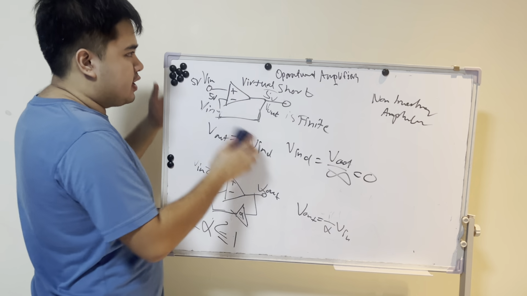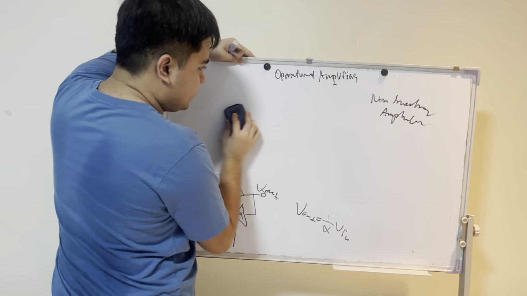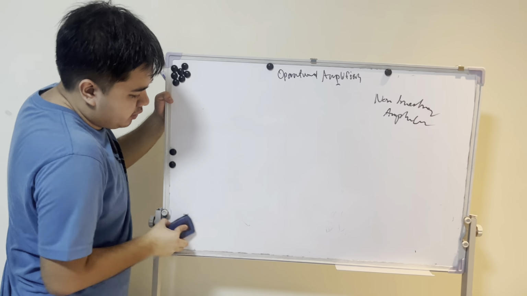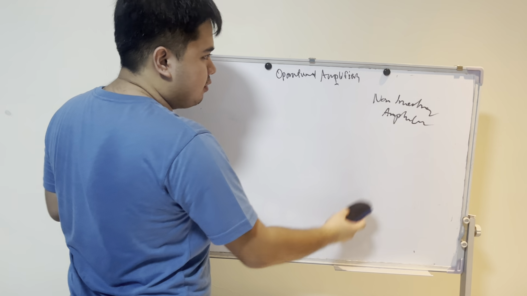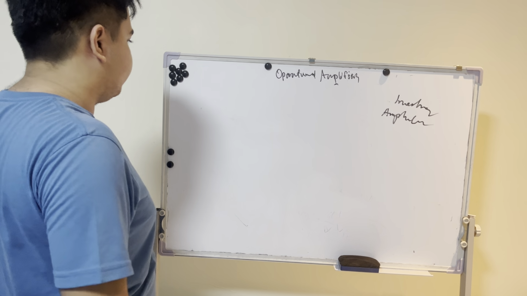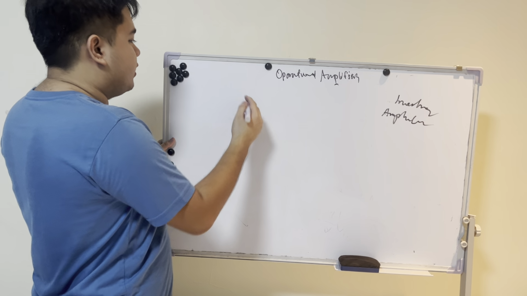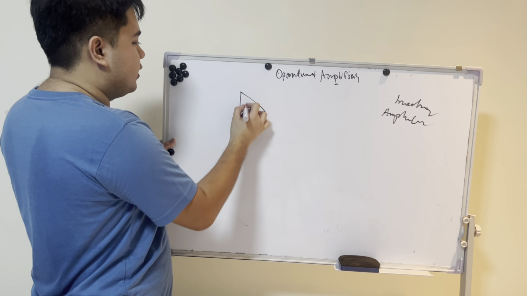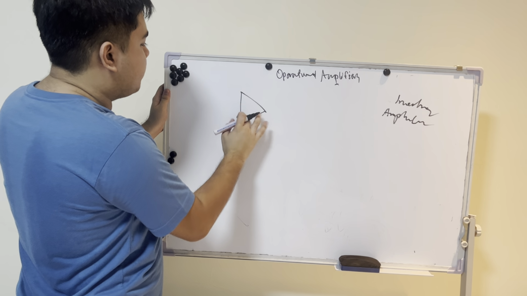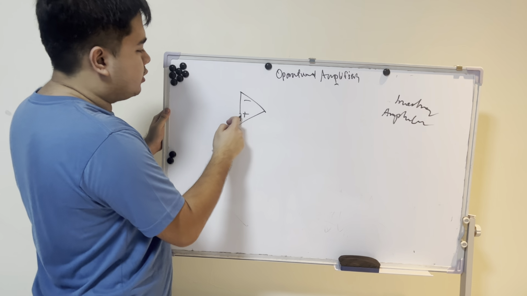How can we use that to our advantage? Let me introduce to you the other type of amplifier. If we have the non-inverting amplifier, let's have the inverting amplifier. Now, let's flip it so we can draw it easily. There we go. Let's connect this to ground.